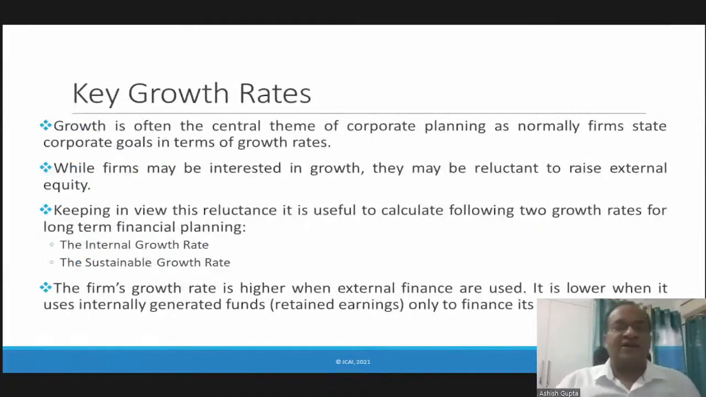Now, what are the key growth rates? Every organization has some key growth rates that are important. Just read the slide carefully, then I will discuss it with you.